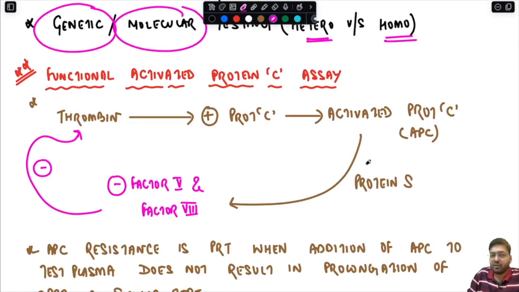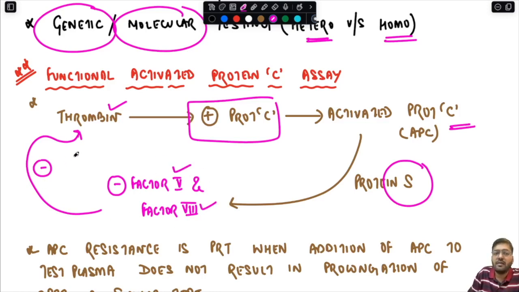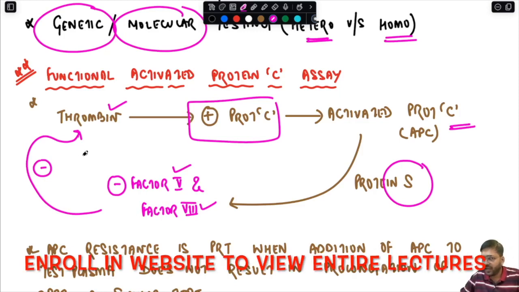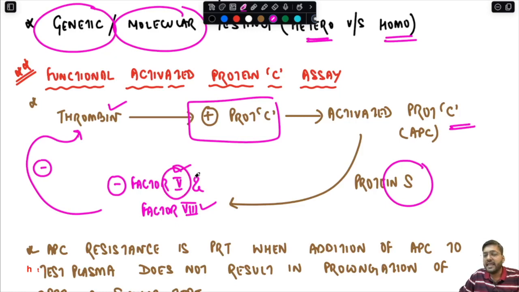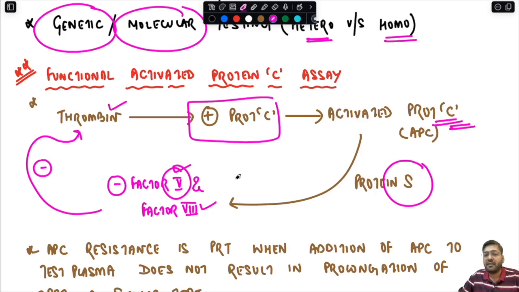So, let me just repeat the pathogenesis once. Remember, thrombin activates protein C, and this activated protein C, in the presence of the cofactor protein S, will inhibit factor 5 and factor 8, and when these are inhibited, thrombin is inhibited as well, so clotting will be stopped. Now, suppose factor 5 resists degradation by activated protein C. If factor 5 is resisting the degradation by activated protein C, then what is going to happen? Then this inhibition of thrombin will not be there. So, the clotting pathways will be activated, and as a result there will be more clotting and increased risk of venous thromboembolism.